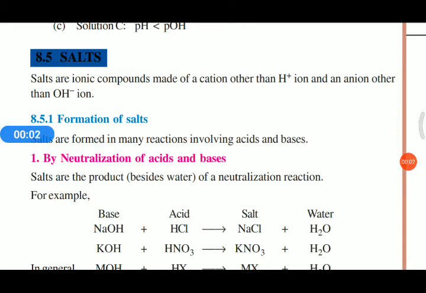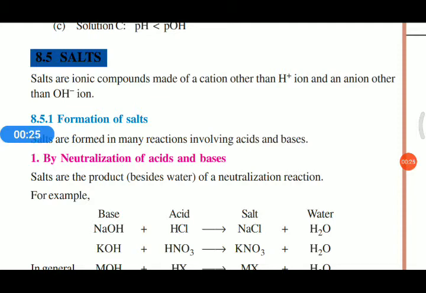Now we are going to discuss about salts. Our chapter heading is acid, base and salts. We discussed about acid and bases. Now we are going to discuss about salts. Salts are ionic compounds made of a cation other than H plus and an anion other than OH minus ions.